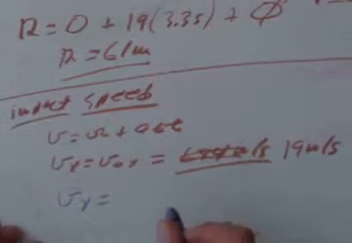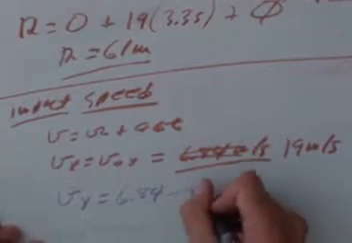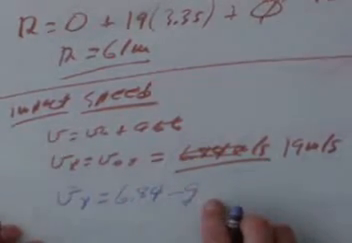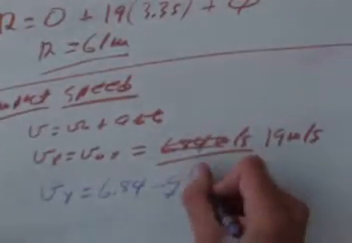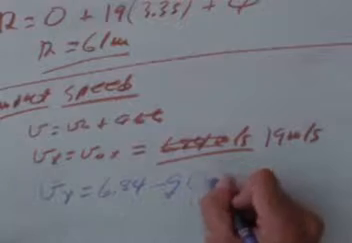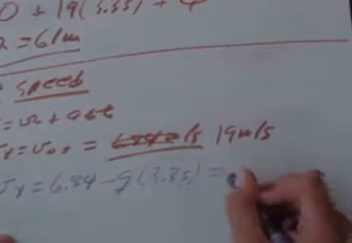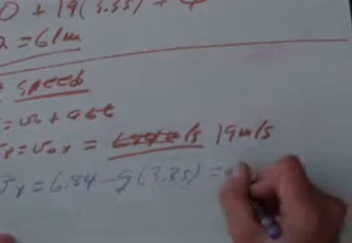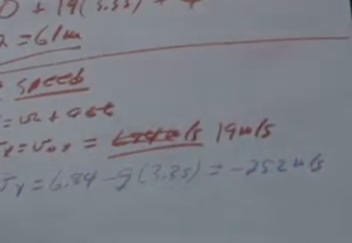So vy is going to be v0y, that's the 6.84, minus g times delta t. We know the car is in the air for 3.3 seconds, so that's going to tell us what the vy has evolved to after that much time. For this particular number, I got something like minus 25.2 meters per second. So lots of nice stuff to talk about here.